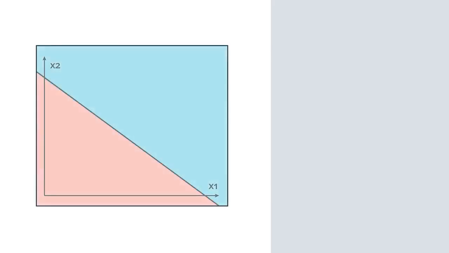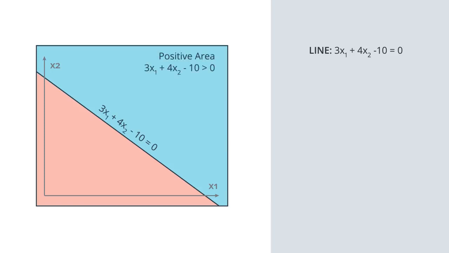Now let me show you a trick that will make a line go closer to a point. Let's say we have our linear equation, for example, 3x1 plus 4x2 minus 10. That linear equation gives us a line, which is the points where the equation is 0, and two regions. The positive region, drawn in blue, where 3x1 plus 4x2 minus 10 is positive, and the negative region, drawn in red, where 3x1 plus 4x2 minus 10 is negative.